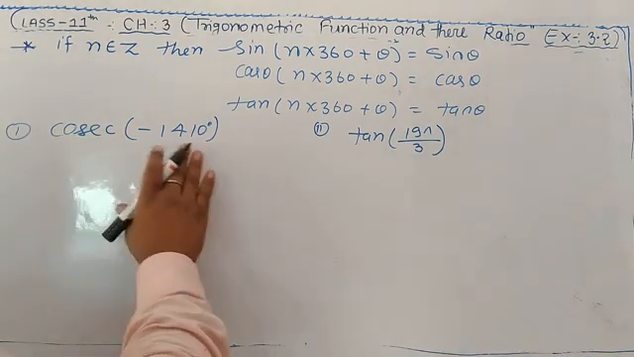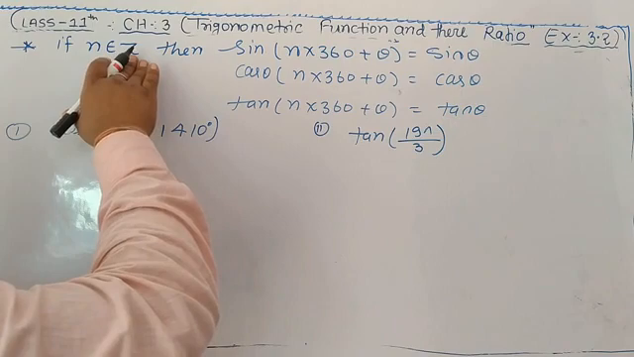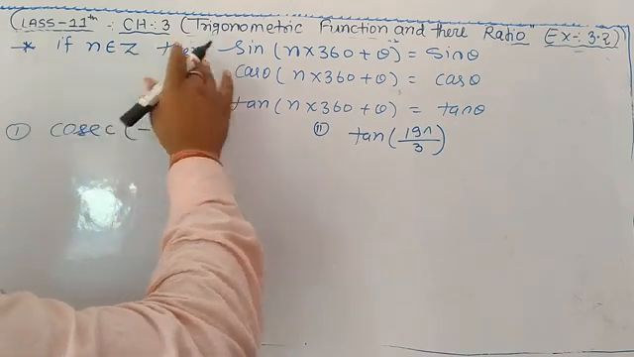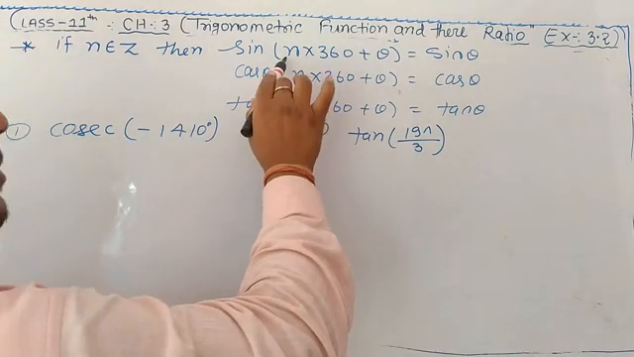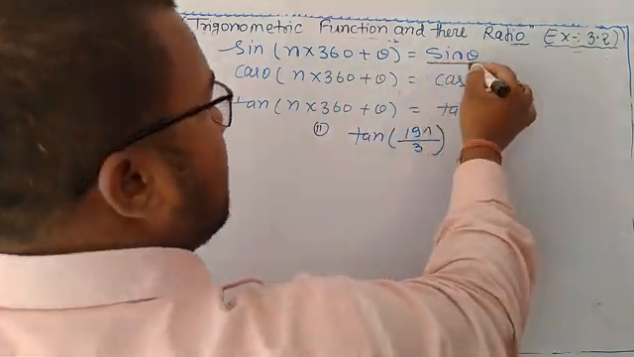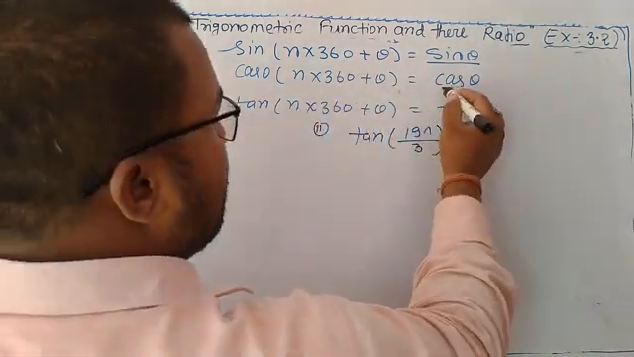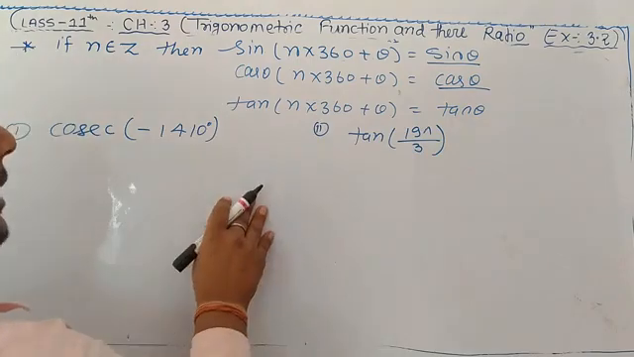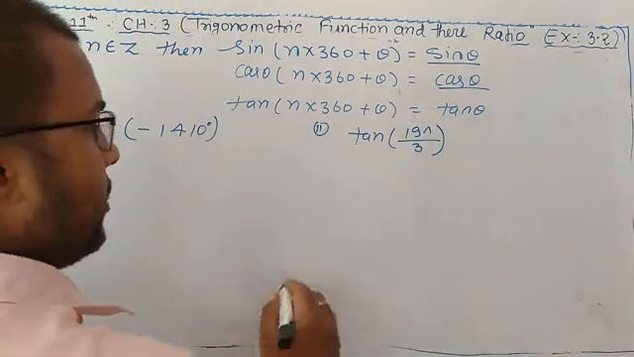There are two examples, first and second. If n belongs to Z, Z means integers, then sin of n into 360 plus theta is equal to sin theta. Cos of n into 360 plus theta is equal to cos theta. And tan of n into 360 plus theta is equal to tan theta, student.